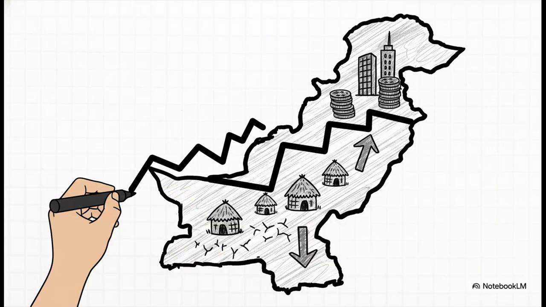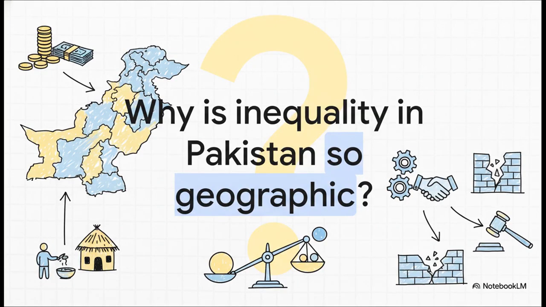All right, let's just jump right in with a simple, undeniable fact. If you look at any map of poverty or human development in Pakistan, a super clear pattern just jumps out at you. Inequality isn't random. It's practically written on the map itself. And that, of course, brings us to the million-dollar question. Why? Why is wealth so packed into some areas while poverty is just so deeply stuck in others?